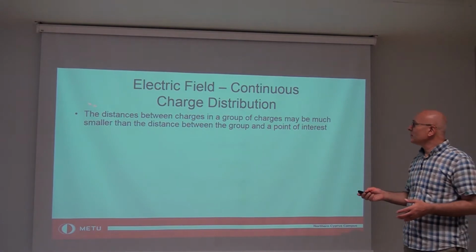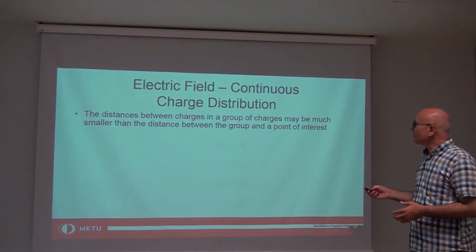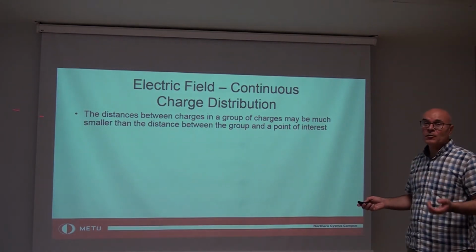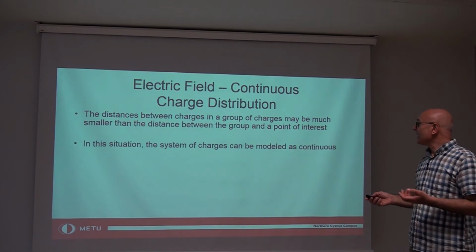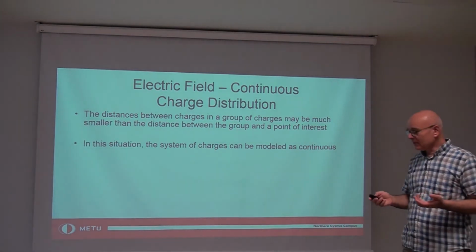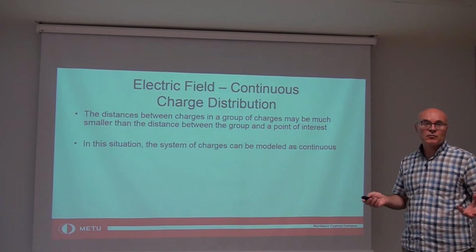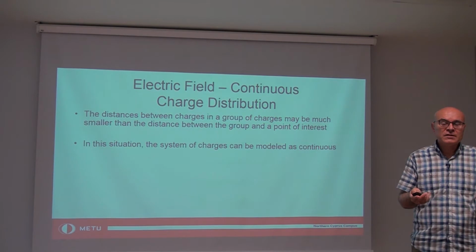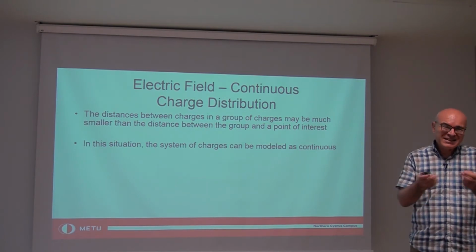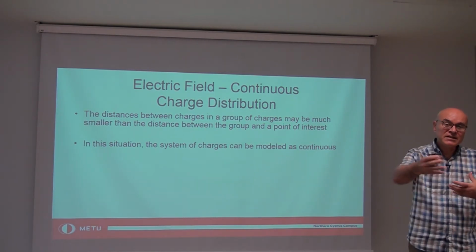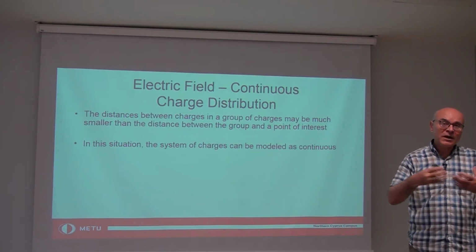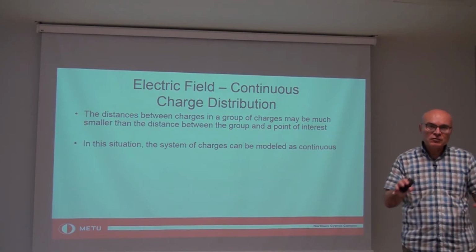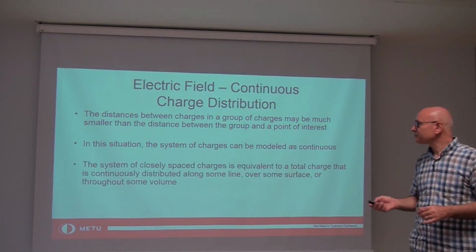When the distances between charges in a group of charges are much smaller than the distance between the group and a point of interest, then the charges can be modeled as continuous. I mean, at the end, a continuous charge distribution is actually a collection of point charges, but when the distances between them are much smaller than the distance at which we want to find the field, then we can think of them as forming a continuum rather than discrete points.